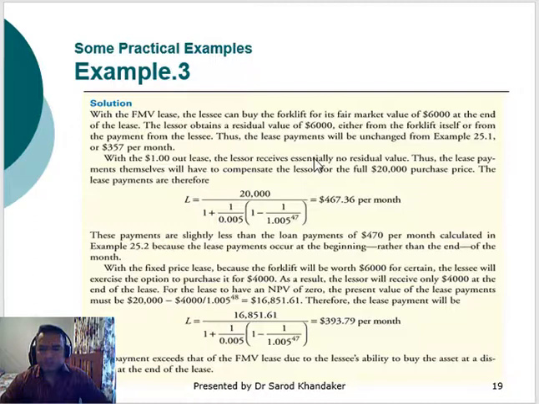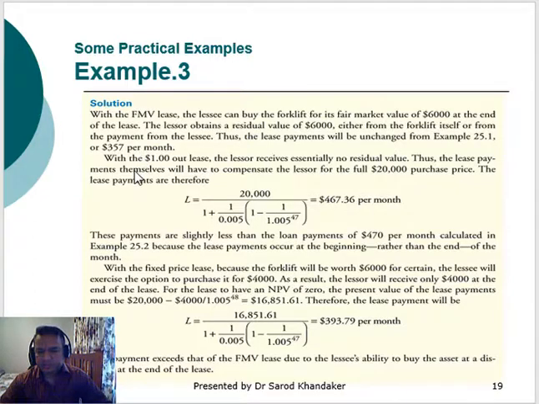So with the fair market value lease, the lessee can buy the forklift for its fair market value of $6,000 at the end of the lease. That's what we have done before. So the lessor obtains the residual value of $6,000 either from the forklift itself or from the payment of the lessee. Thus the lease payment will be unchanged from the previous example, which is $357 per month. So if you go back to the previous slide, you can find the calculations.